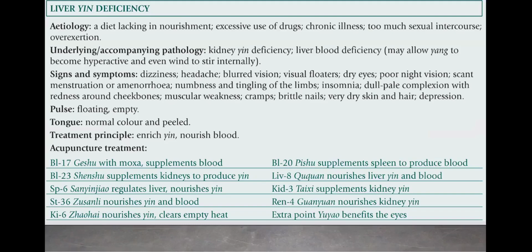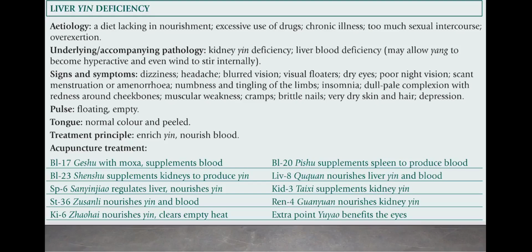Signs and symptoms: there is dizziness, headache, blurred vision, visual floaters, dry eyes, poor night vision, scant menstruation or amenorrhea, numbness and tingling of limbs, insomnia, dull pale complexion with redness around cheekbones, muscular weakness, cramps, brittle nails, very dry skin and hair, depression. For the pulse, floating and empty; tongue is normal color and thin. Treatment principle is to enrich yin and nourish blood.